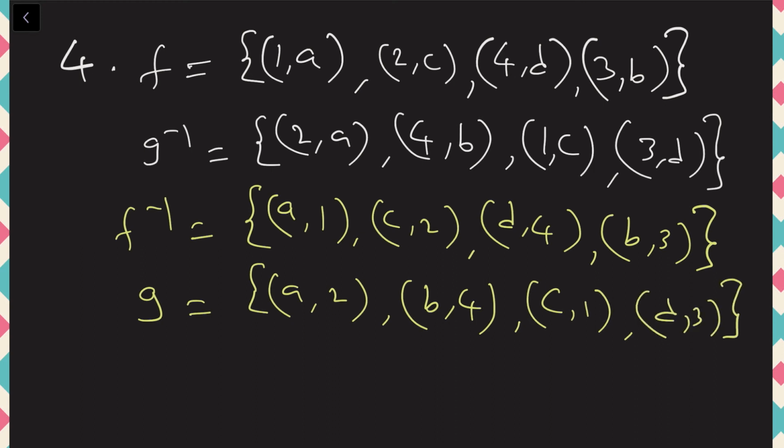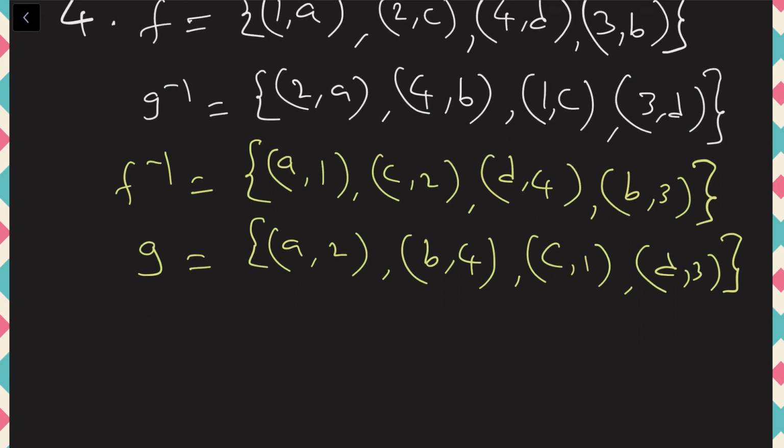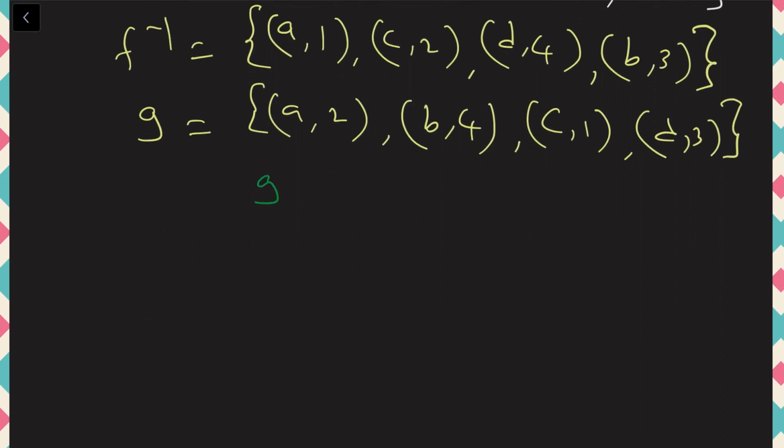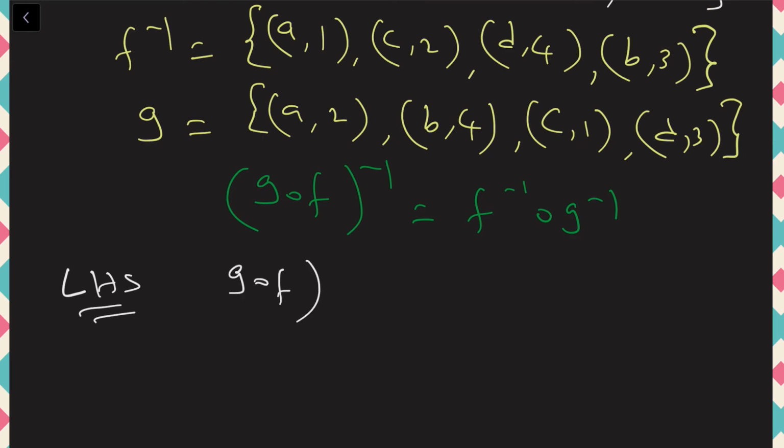Now I have F, F inverse, G, G inverse. Now in this, first he is asking to show that G of F whole inverse is equal to F inverse of G inverse. First I am going to solve the LHS, that is G of F whole inverse. First, let us find the G of F value.